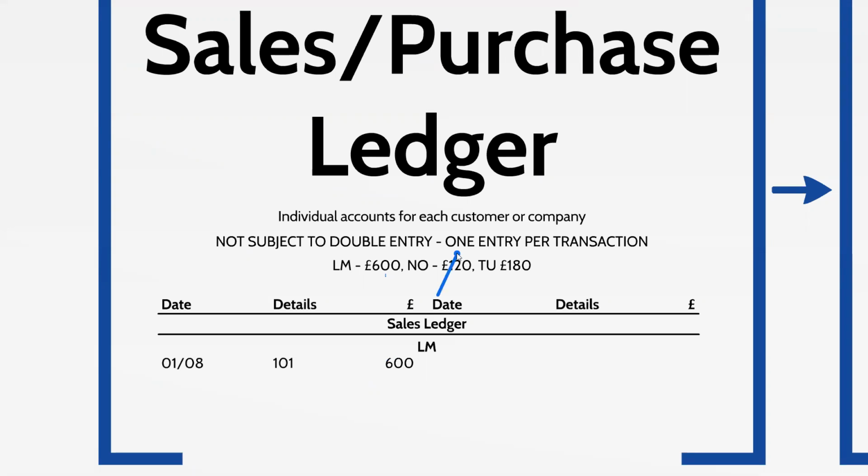And then we can repeat this process for NO and also for TU. So another debit entry for NO to show the £120 that this company owes as a result of a credit transaction. And again, we repeat the process for TU. If LM were then to go and settle this transaction, we would see a corresponding credit entry be made here for £600. And this would reduce the amount in LM's individual account within this company's sales ledger that it owes to this business. So in this way, we can closely keep track of the amounts that specific parties owe to us as a business.